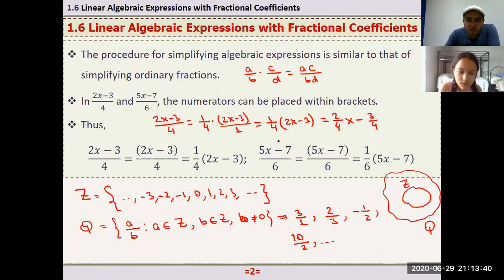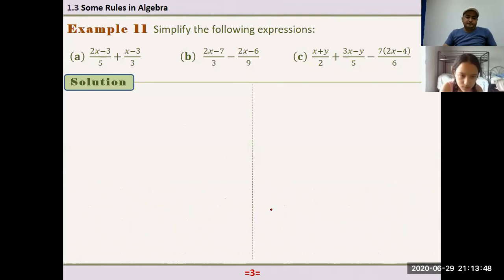Okay, that's what we are going to do here, because if you are given algebraic fractions, now we are going to add them and subtract them together. Okay, let's start with the first one. Simplify the following expressions. If I start with this, a, right? So 2x minus 3 over 5 plus x minus 3 over 3.